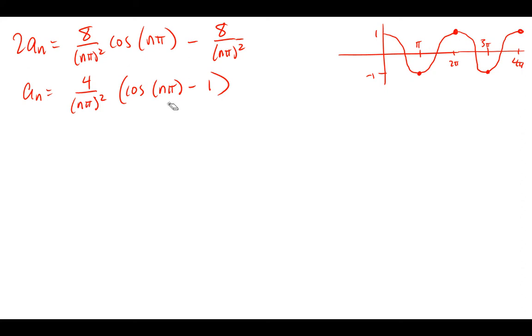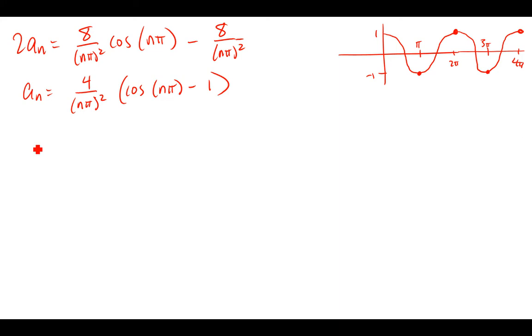So let's look at this. When n is even, this is going to be 1, which means I'm going to have 1 minus 1, also known as 0. And so the a even terms are all going to be 0. On the other hand, when n is odd, like pi, 3 pi, 5 pi, and so on, cosine is -1, which means this will turn into -2. And this will turn into -8, which is obviously not 0.